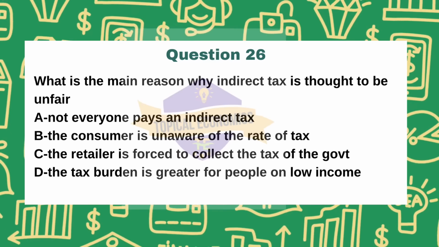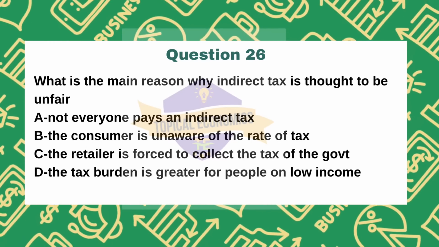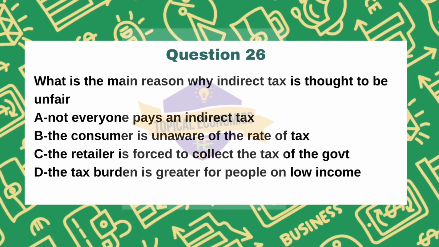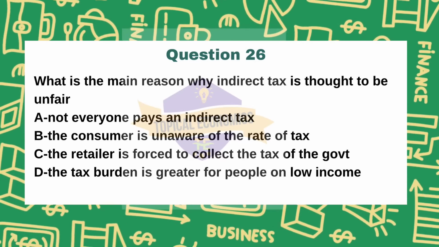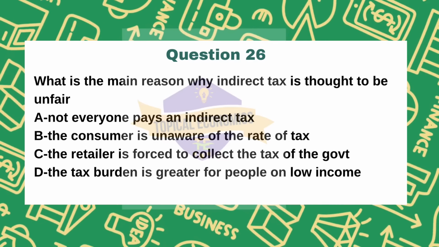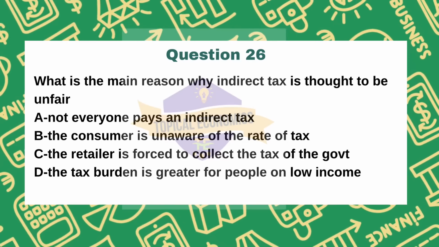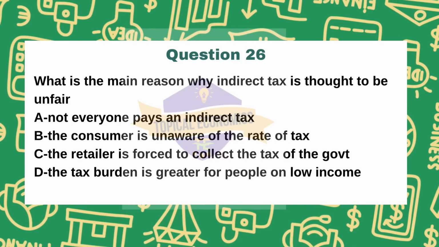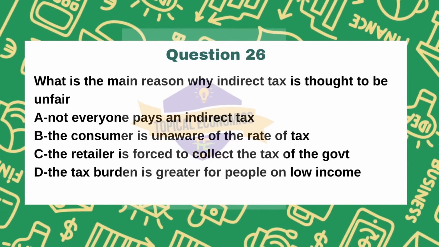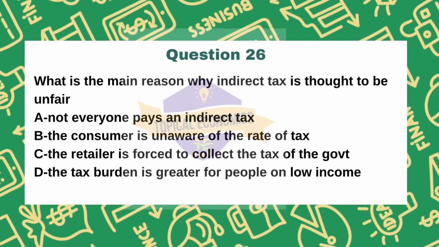Moving to question 26. What is the main reason why indirect tax is thought to be unfair? A. Not everyone pays an indirect tax. B. The consumer is unaware of the rate of tax. C. The retailer is forced to collect the tax of the government. D. The tax burden is greater for people on low income. The correct answer for this question is option D. The tax burden is greater for people on low income.